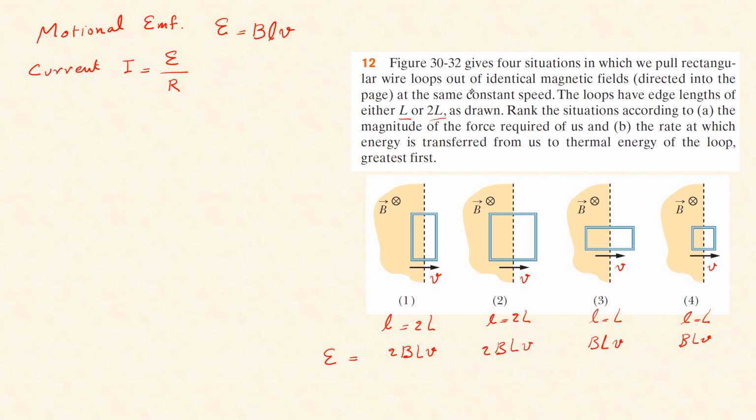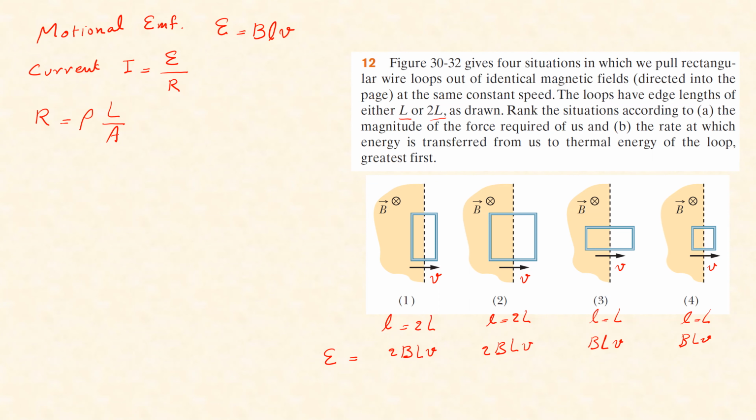This one has the same resistance as this one. They are made of the same wire, right? So if they have the same wire, remember the same cross section, the same material, the resistance was rho L over A, right? Rho is the same, A is the same, but they have different lengths.